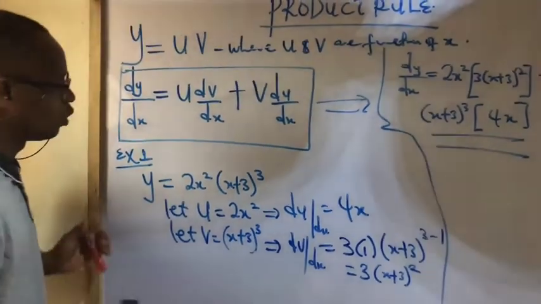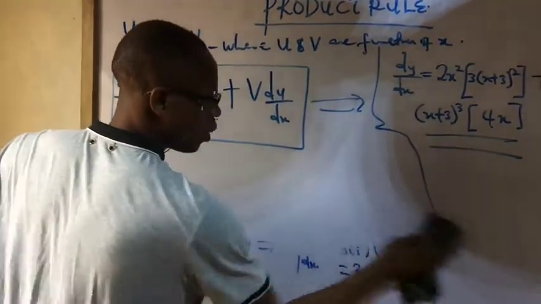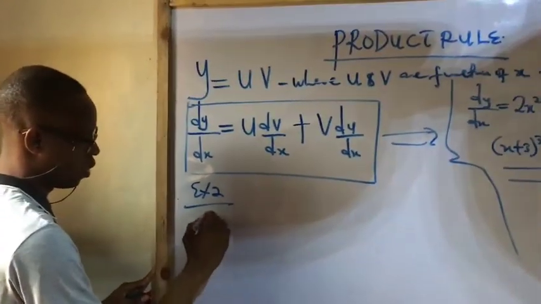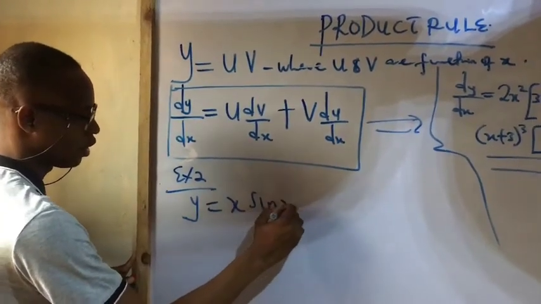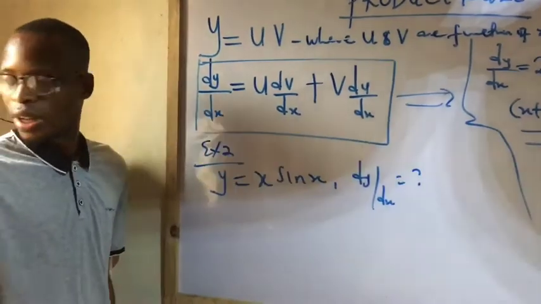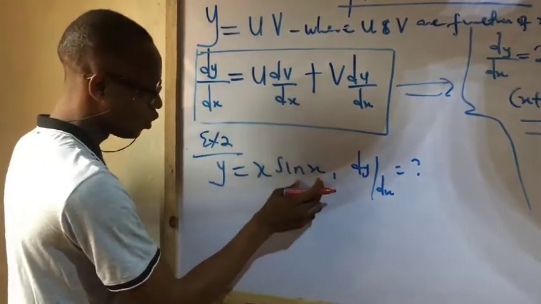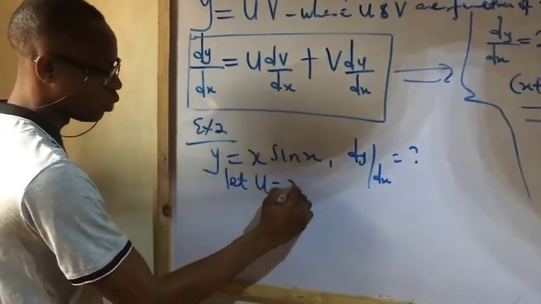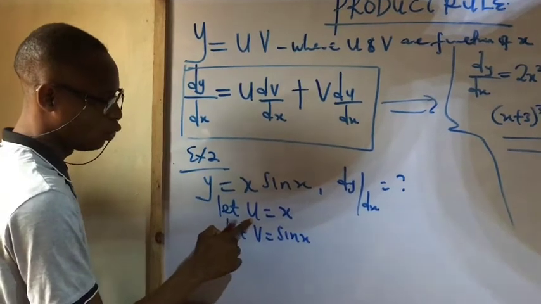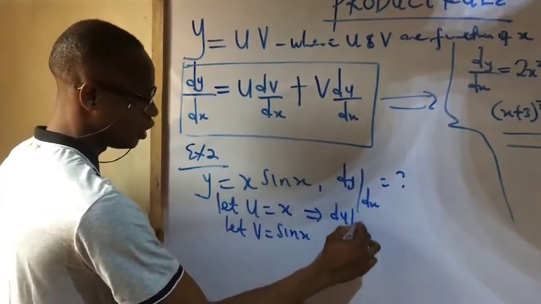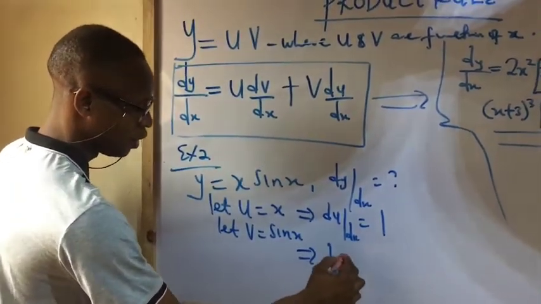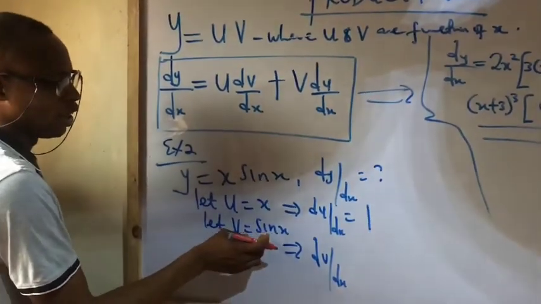Let us assume we are given example 2. Given that y = x sin x, the instruction is to find dy/dx. Now you can see that this is a function on its own, this is another function on its own again. Let u = x, and also let v = sin x. You have u and x, that simply means du/dx will give you 1. Then you have v and x, that implies dv/dx. Don't forget, in differential calculus, sin x changes to cos x.